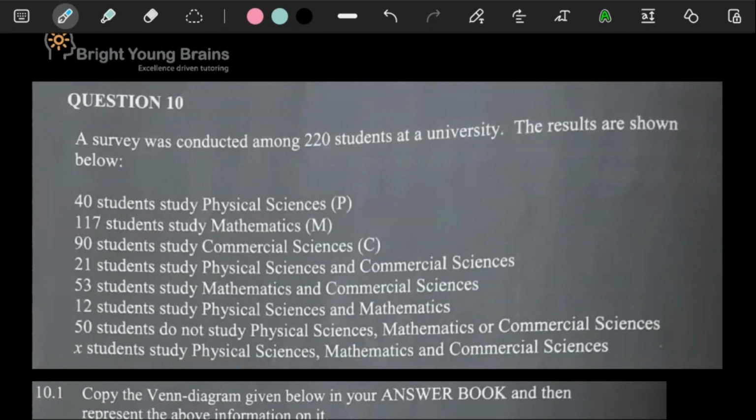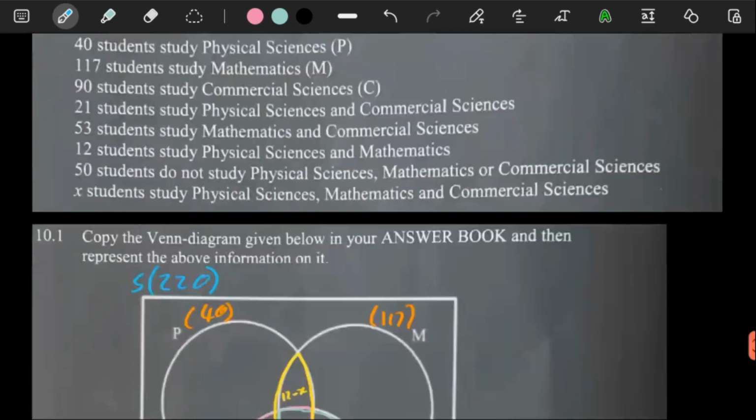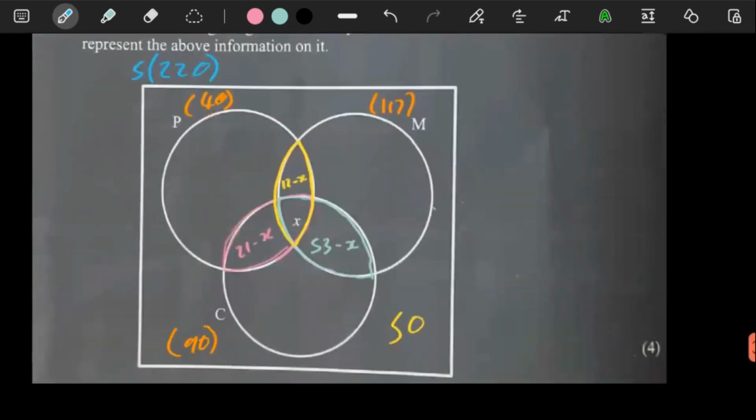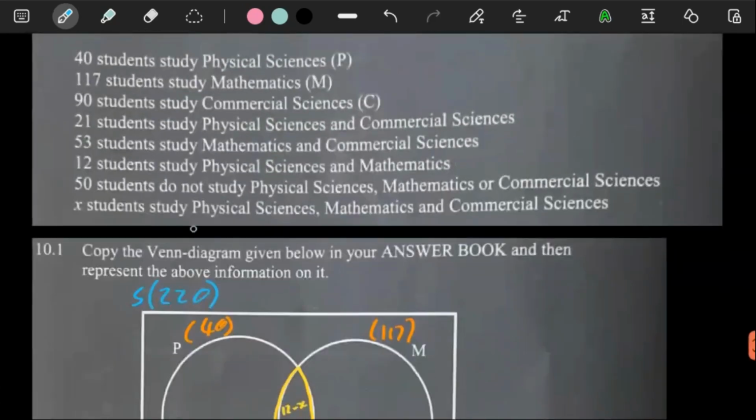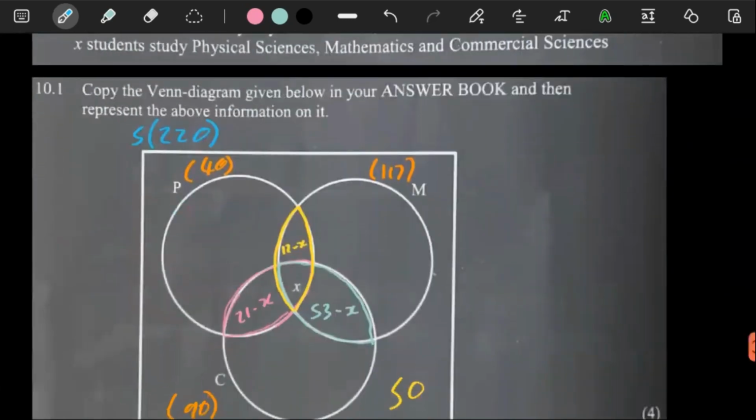Let's see, 40 students study physics, 117 maths, 90 commercial sciences. Why am I going blank all of a sudden? Oh, no, 50 students do not study physics, mathematics, or commercial sciences. So that's where this 50 comes in, obviously.